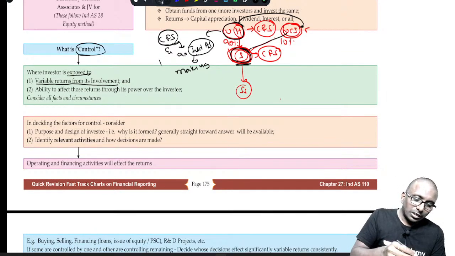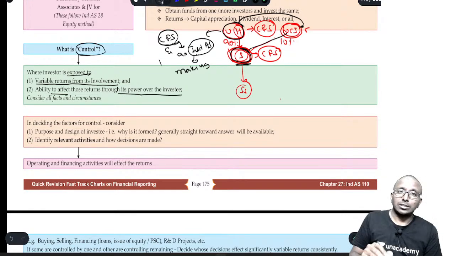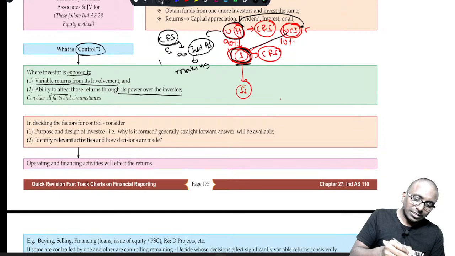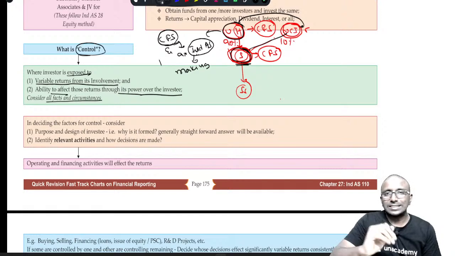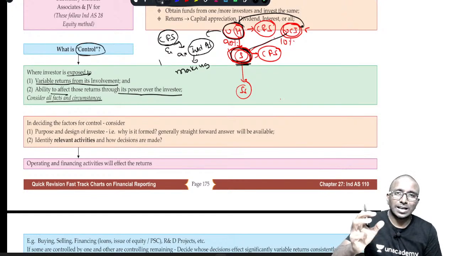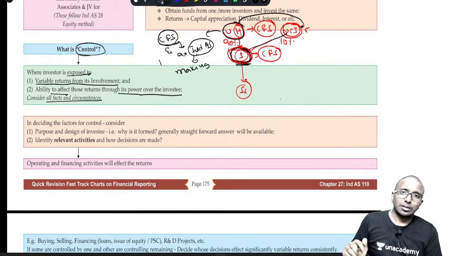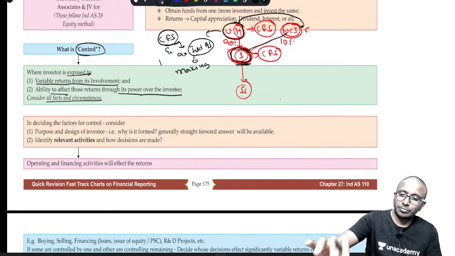Next, the ability to affect those returns through its power over the investee. So consider all the facts and circumstances of each case. It's not so easy to decide. In many cases, it is easy. Generally, who has control over the board of directors? Suppose there are five board members, and out of that, 3 people are elected by me. That means I have control over the board. When I have control over the board, then we are obviously controlling the other company.